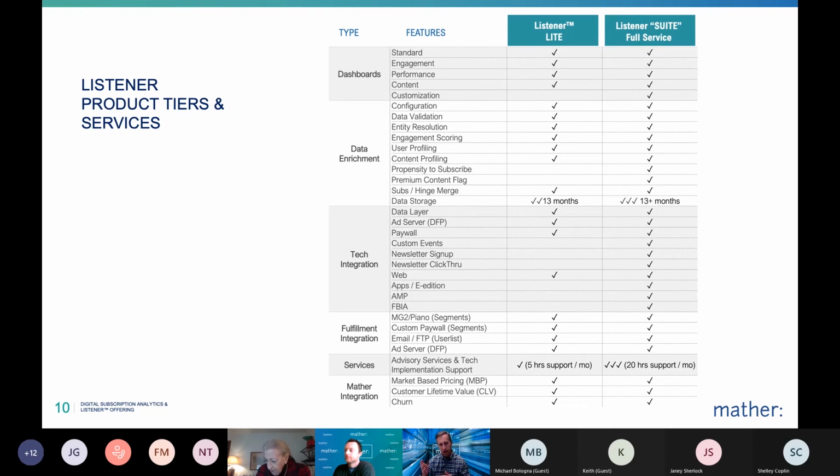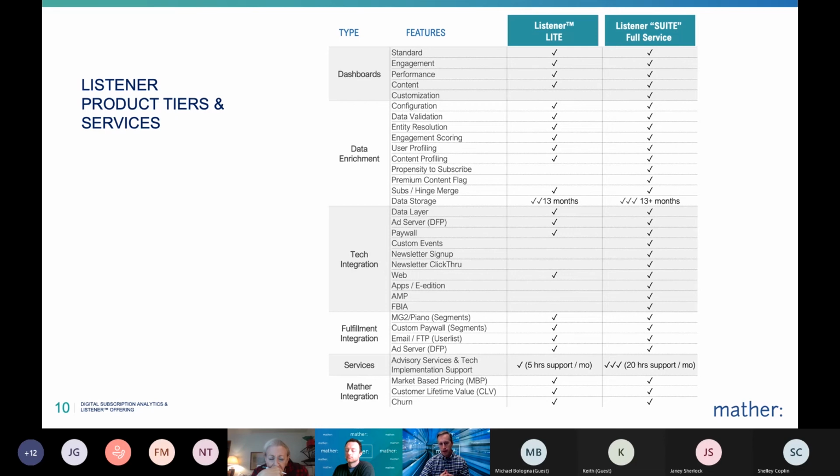So you can see that there's a lot of things that are in the bundle. We haven't taken much out. We still provide the dashboards. We may not provide the customization, if that's available if you'd like it. You can see the first Listener offering here also includes a lot of the data work that we do to bring all the right data together. We store it for 13 months in this offering, so you can do year-over-year comparisons at a monthly level.